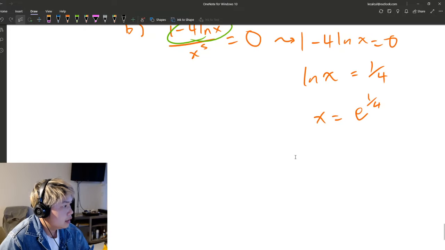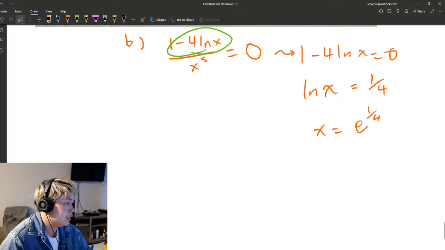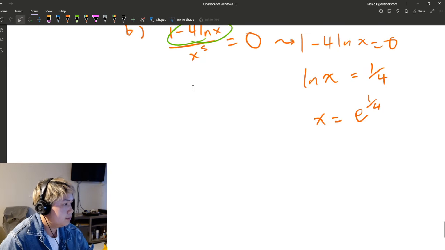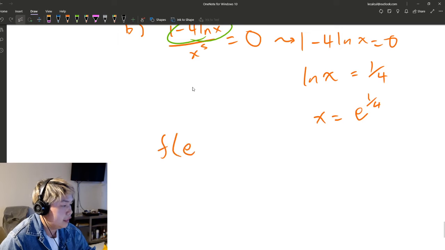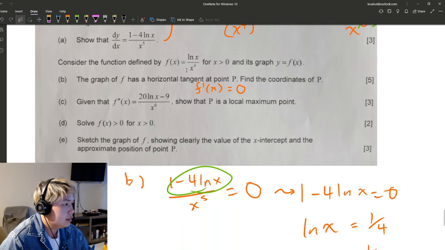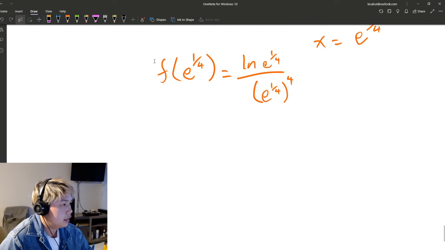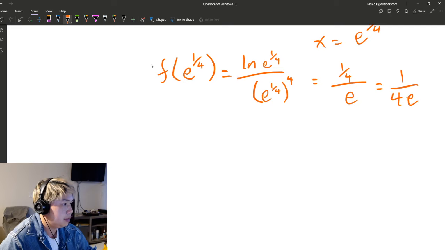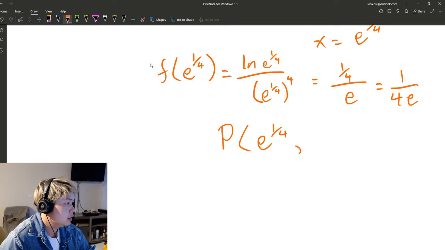Okay, so is this the answer? No, I need to find the coordinates. So now that I have the x value, I'll plug this back into my original function to find the y value. So f of e to the power of 1/4. So this is natural log e to the 1/4 over e to the 1/4 to the power of 4, right? Yeah. Okay, and then this is going to simplify quite a bit. Natural log e to the power of 1/4 is just 1/4. And then down below we got e. So this just becomes 1 over 4e. So P is e to the 1/4, 1 over 4e.